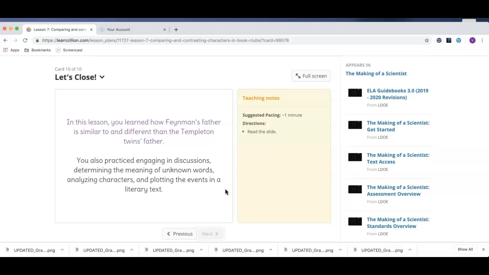So let's close. In this lesson, you learned how Feynman's father is similar to and different than the Templeton Twins' father. You also practiced engaging in discussions, determining the meaning of unknown words, analyzing characters, and plotting the events in a literary text.